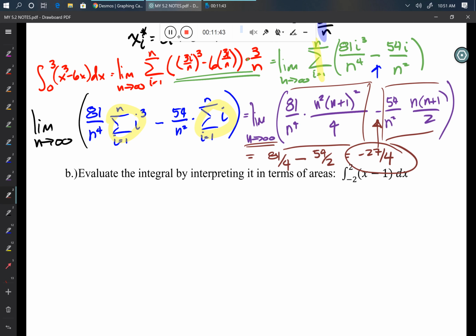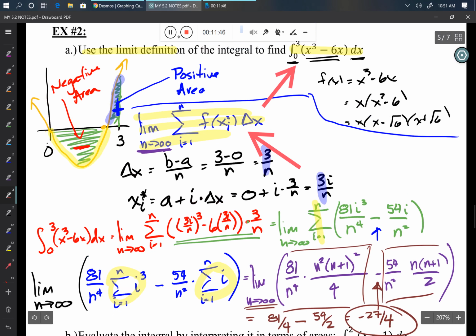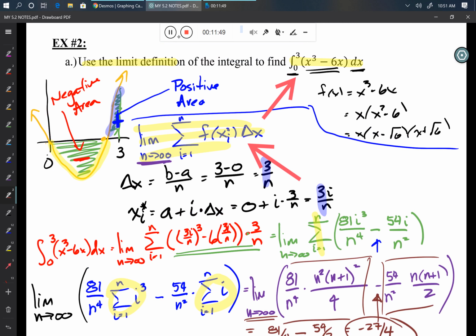So that tells me that the area under this curve, or the area bounded by the function x cubed minus 6x, and the x-axis on the interval 0 to 3 is negative 27 fourths. Negative because there's more below the x-axis than there is above the x-axis. So what we're looking at here is a situation where we have a curve that is sometimes negative, sometimes positive on our interval, but the area between the curve and the x-axis that is below the x-axis, the negative area, is just larger than the piece above.